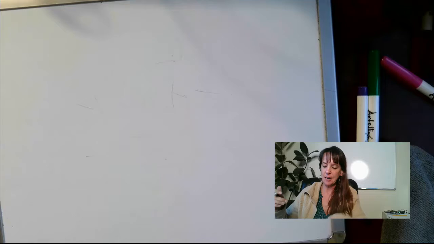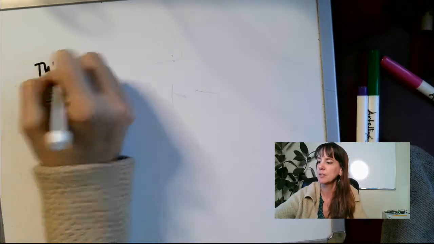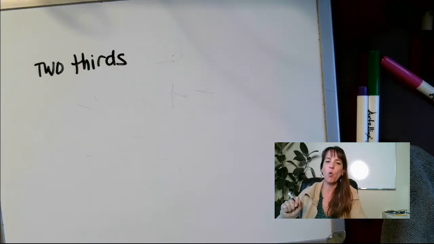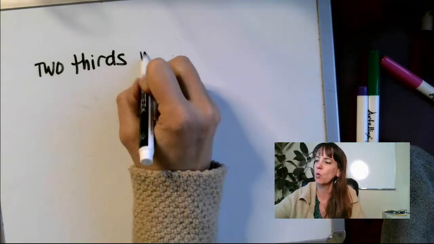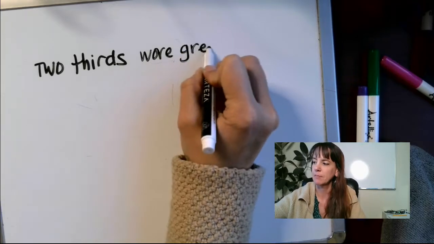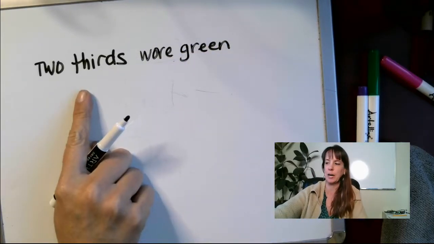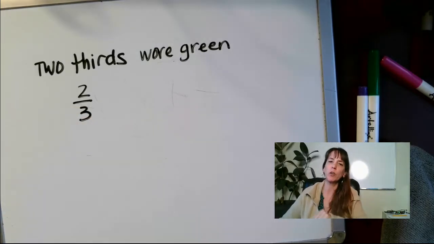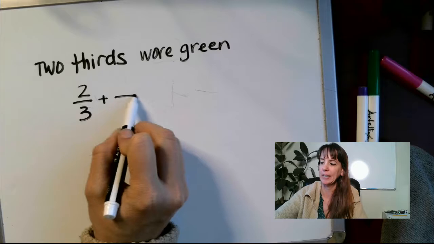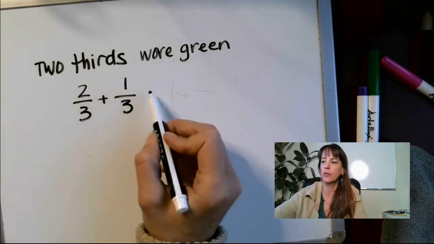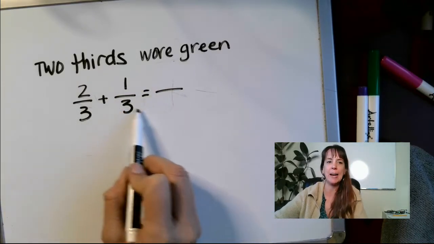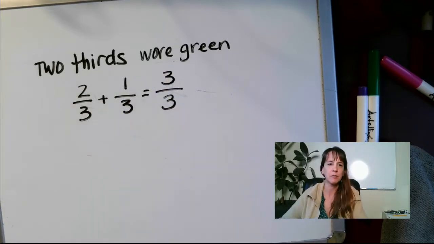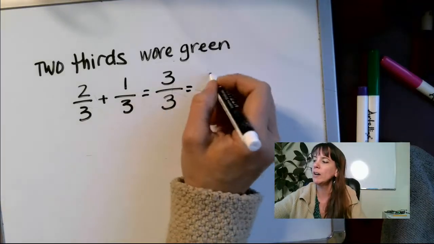Now, if a statement says two-thirds of the students in class wore green for St. Patrick's Day, right? Two-thirds. Well, we know how to write this as a fraction, as 2 out of 3. If two-thirds wore green, how many did not wear green? That would be 1/3. The reason is that when we're adding fractions, we keep the denominator the same, and then at the top, we get 3 over 3, which equals 1 whole.